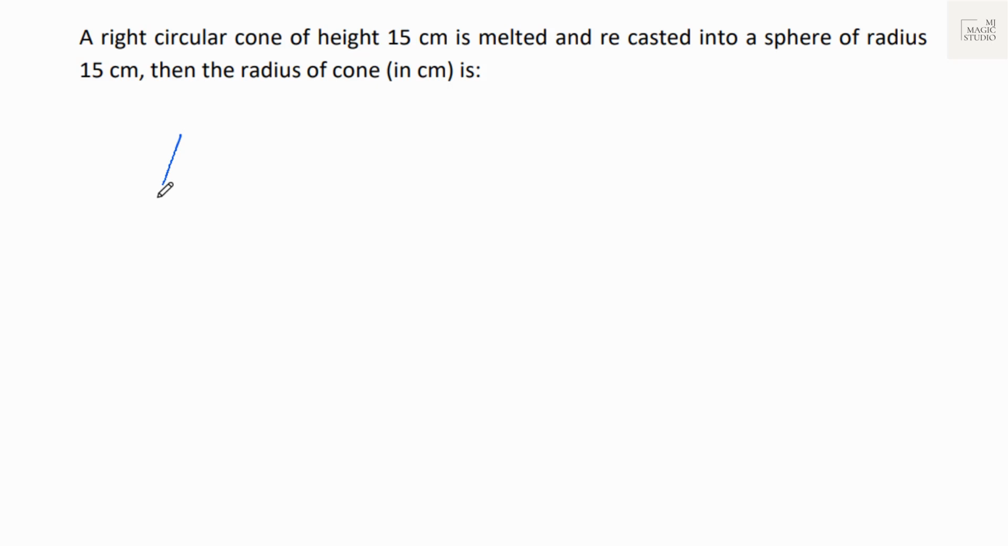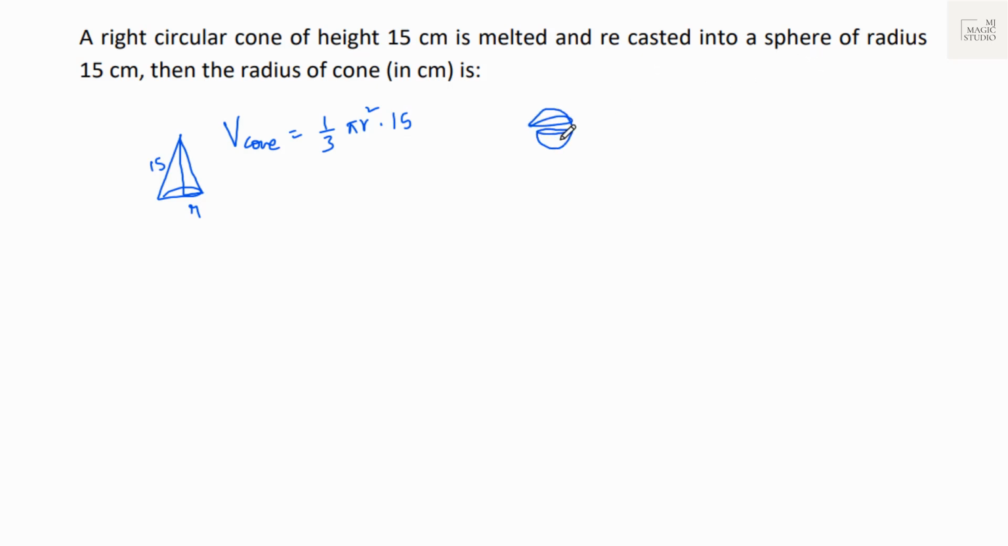A right circular cone of height 15 centimeter and radius r is melted. That means volume needs to be considered. Volume of cone is 1 by 3 pi r square h, height is 15, and it is recasted into a sphere.